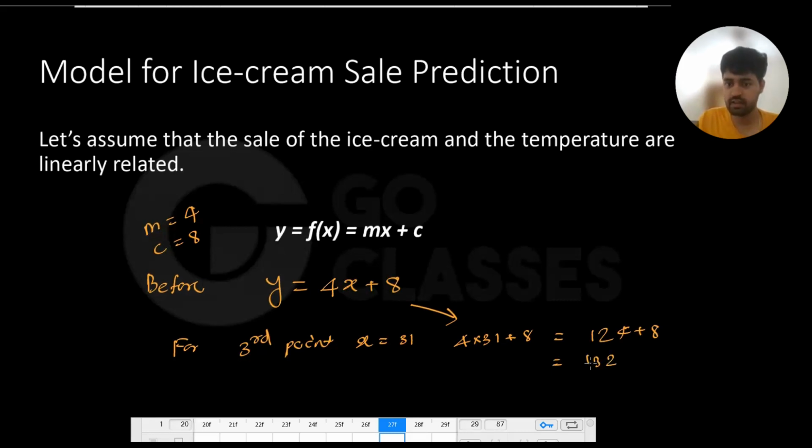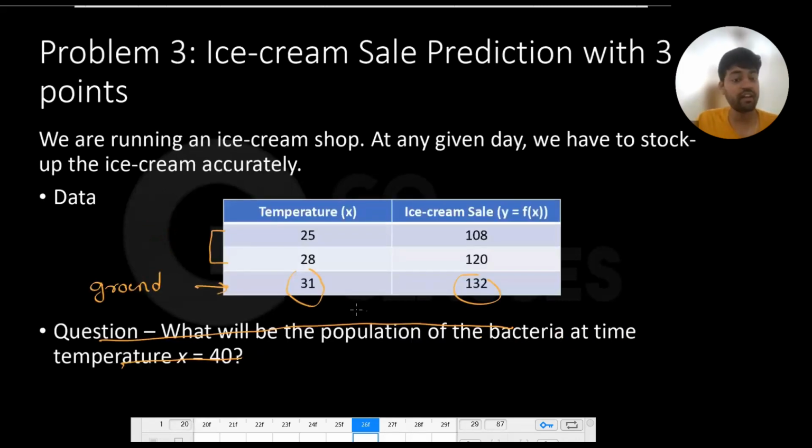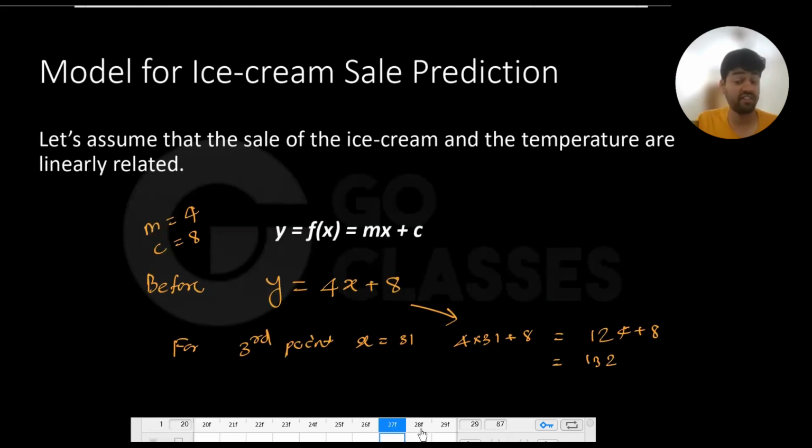Is that correct? Let me know if this is correct. Yeah. So it seems that with the third point as well, the formula is working as it is. Right. Good. But did we even use the third point? No, right? But even if we would have used it, we'll see what happens.